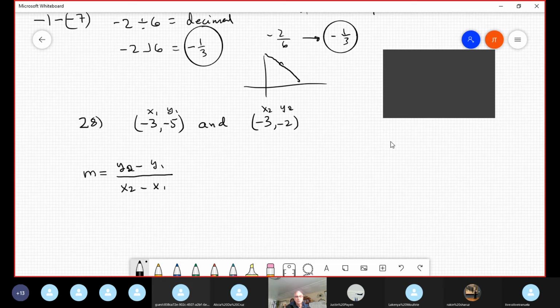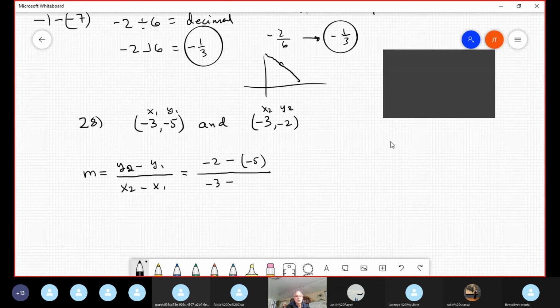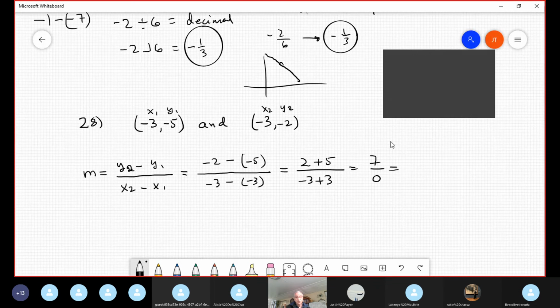So if you assign them in a different way, the answer doesn't change. y2 is -2, minus y1 is -5, double negative. x2 is -3, minus x1 is -3. Wow, look at that, what we are having: 2 plus 5 over -3 plus 3. This is 7 and this is 0. And when you divide any number by 0, it's undefined. The answer is undefined. If you try it in the calculator, it says error.